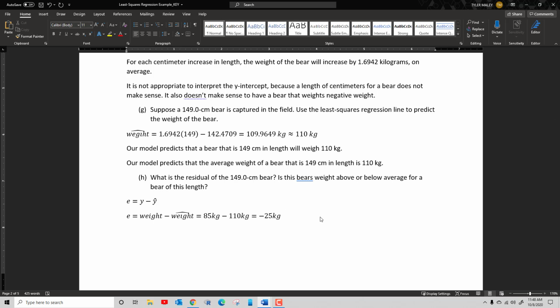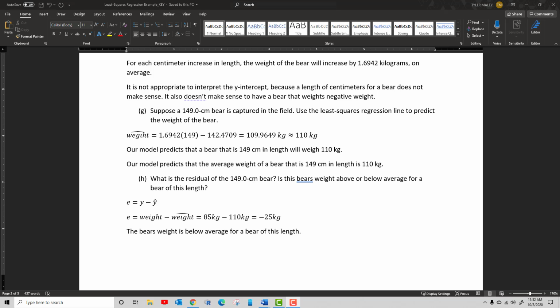So it says, is the bear's weight above or below average for a bear of this length? So the average weight would be the 110 kilograms, and the weight of the bear I had was 85 kilograms. So the bear's weight is below average for a bear of this length. We're below average because 85 kilograms is smaller than 110 kilograms.